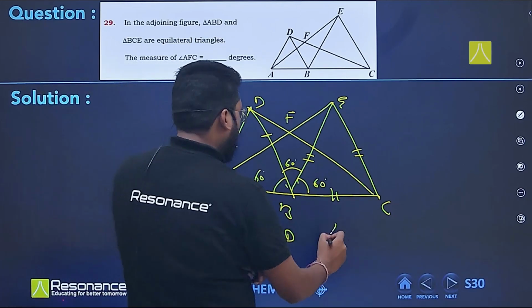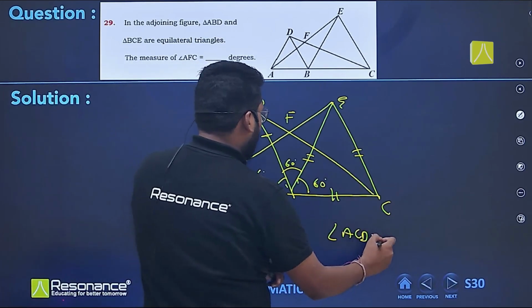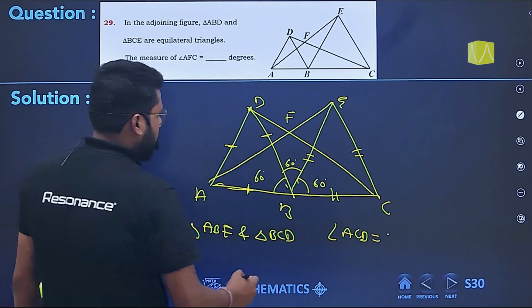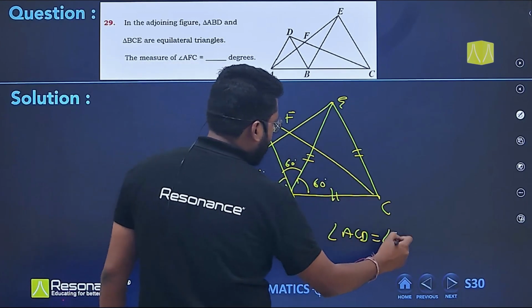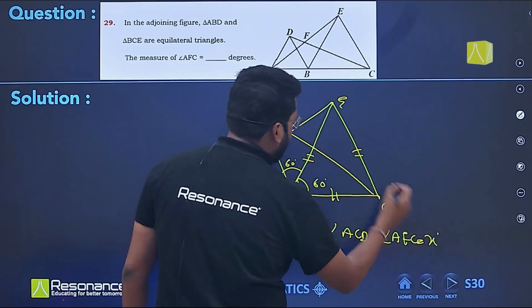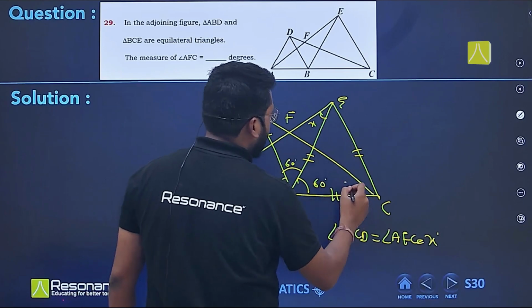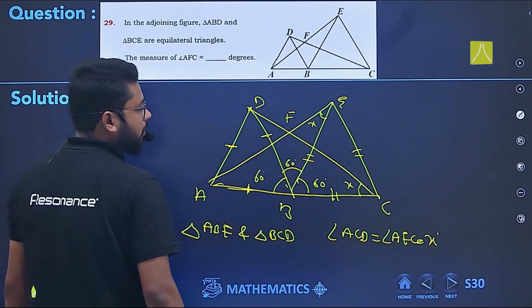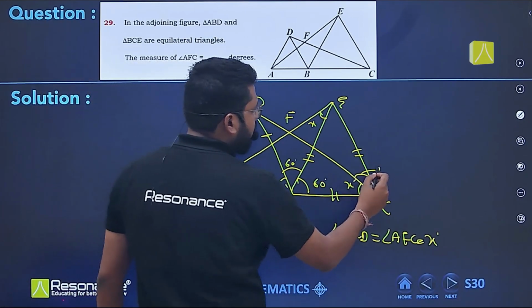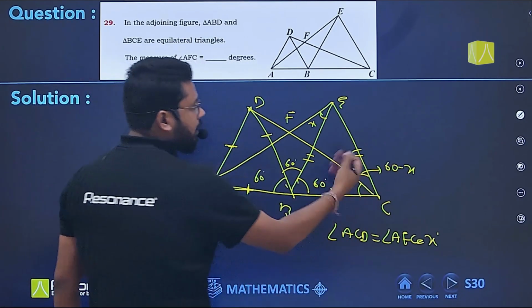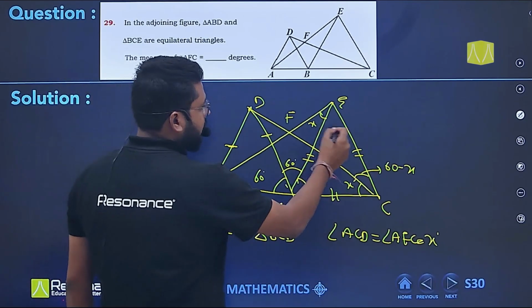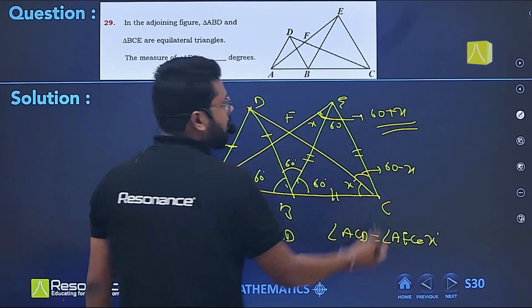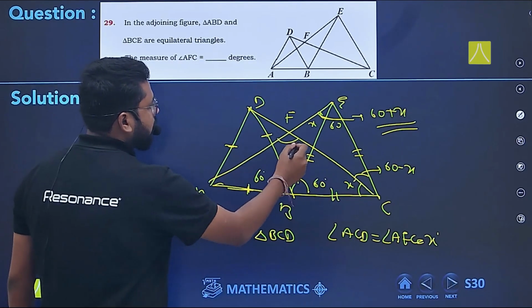So let angle BCD be equal to angle AEC by congruency, CPCT. This is x, and this is also x. Now BEC is an equilateral triangle, so this angle will be 60 minus x, because the whole will be 60 degrees. And this angle is 60, so overall this will be 60 plus x. We have to find the value of AFC, this one.